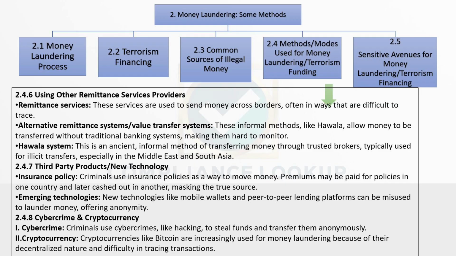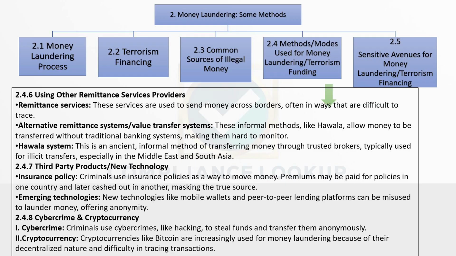Alternative remittance systems, or value transfer systems. These are informal methods of transferring value outside the formal banking system. One well known system is the Hawala network, commonly used in the Middle East and South Asia. Hawala transactions occur based on trust, without money physically moving across borders, making it extremely difficult for authorities to monitor or trace.